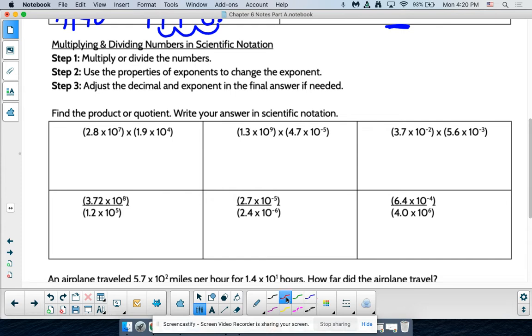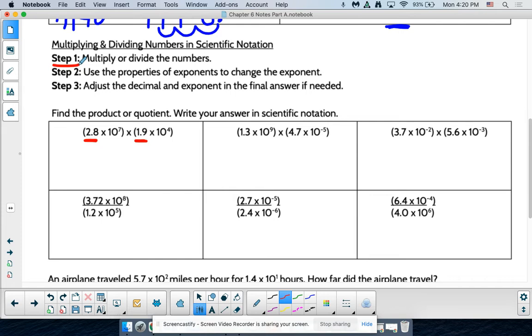So let's just start with number 1 here. It says find the product or quotient, write your answer in scientific notation. You have 2.8 times 10 to the 7 times 1.9 times 10 to the 4th. So what you're going to do is I'm going to take 2.8 times 1.9. Those are our numbers. That's step 1, okay? So this is just calculator work, folks. In your calculator, hit 2.8.